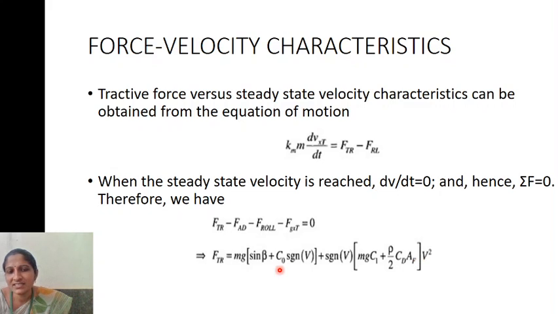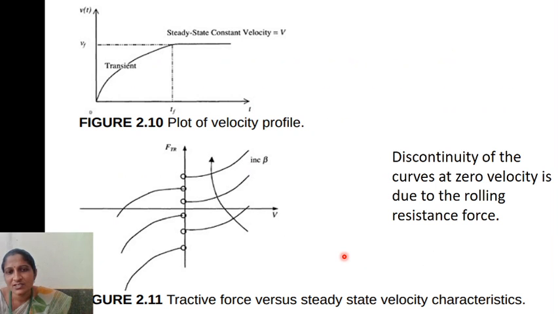So you can observe that F_TR is proportional to the velocity square. That means the graph will be a parabola. And you can also observe the signum function, signum of v. Because of the signum of v, it is not a continuous graph; there will be discontinuity of the graph.